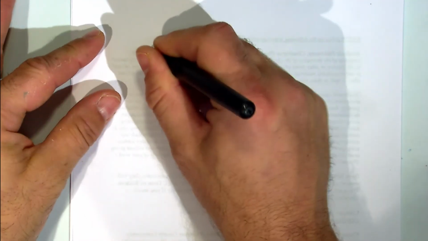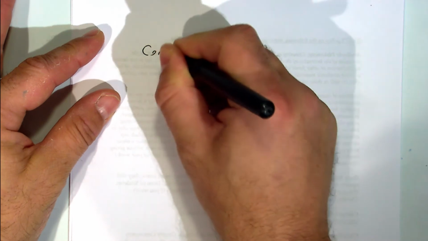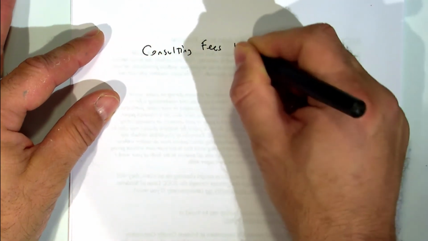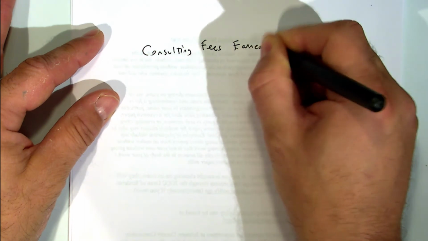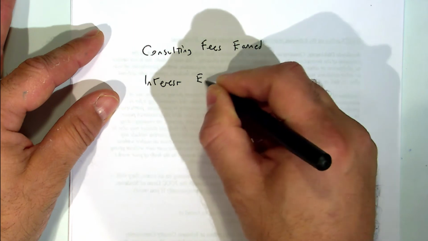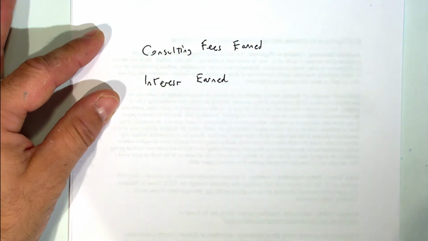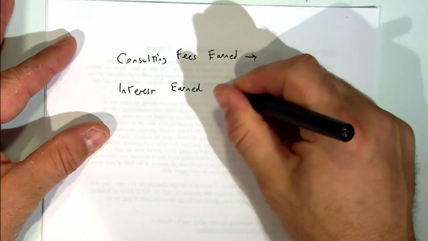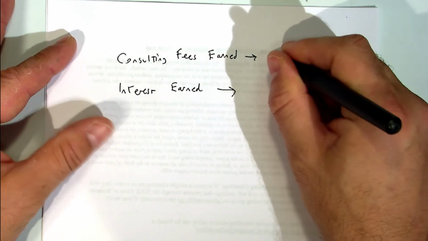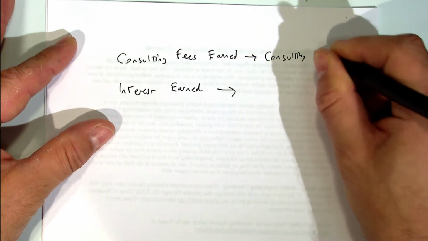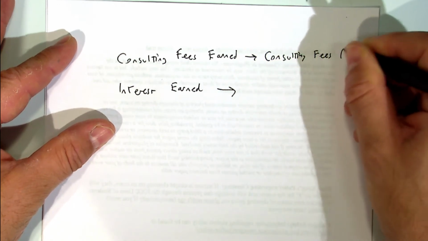Okay, sometimes they will see an account called consulting fees earned, or interest earned. And they're like, what does that mean? What is that earned thing? Well, consulting fees earned is the same thing. It's just a different way of saying consulting fees revenue.